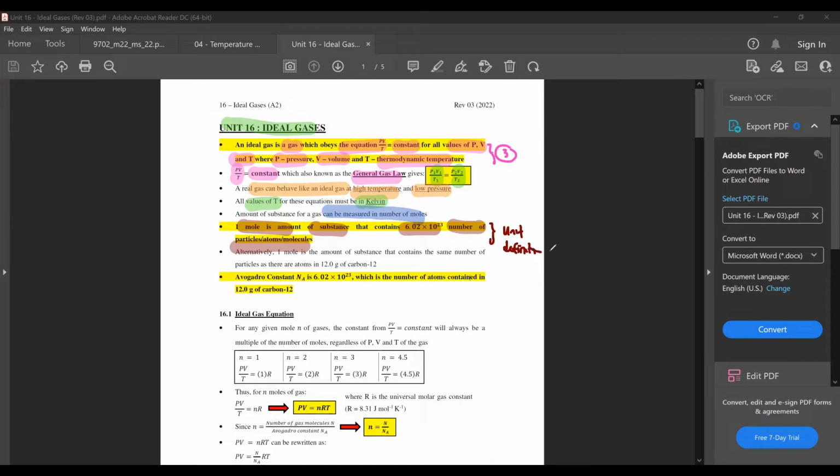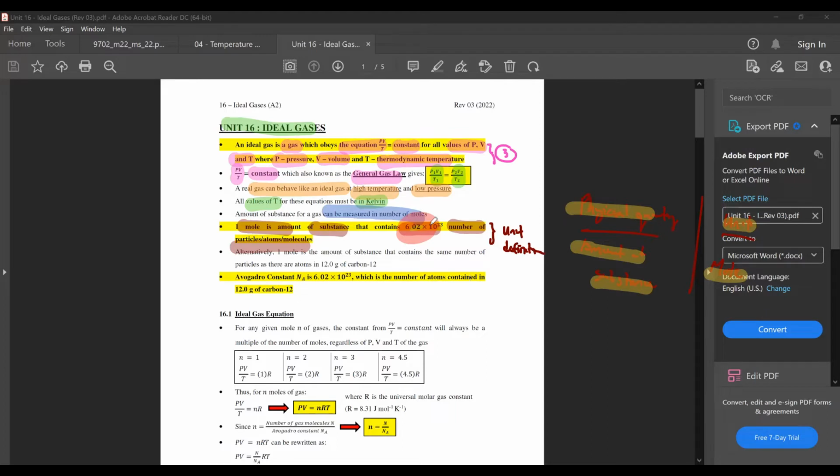Okay, physical quantity is amount of substance. Unit is mole. Okay, that's what we are talking about right now. Amount of substance is your physical quantity itself, but the unit of amount of substance is mole. Okay, so 1 mole is actually this definition. That 1 mole of something would have this many particles inside. It can be an atom, it can be a molecule.